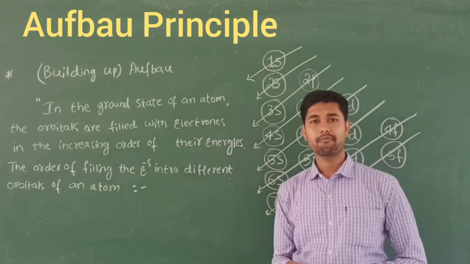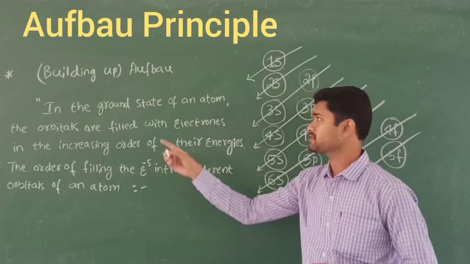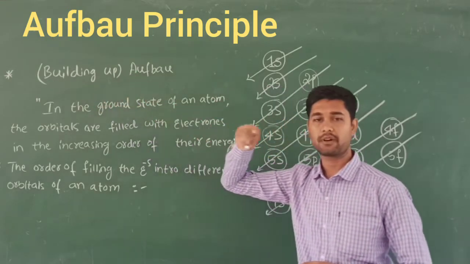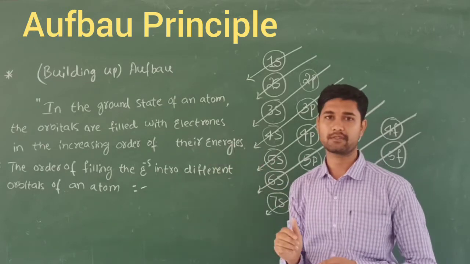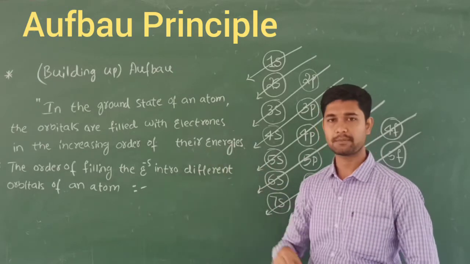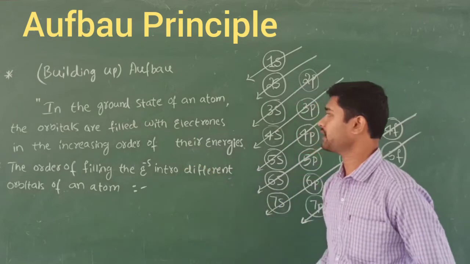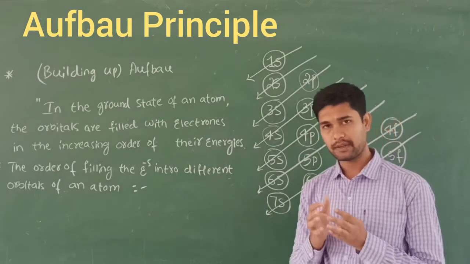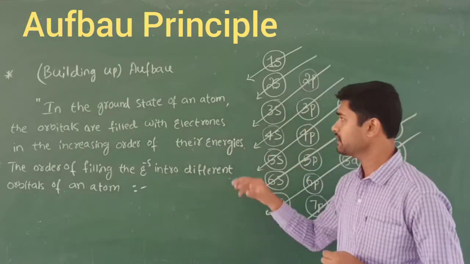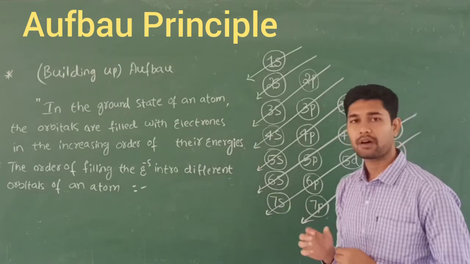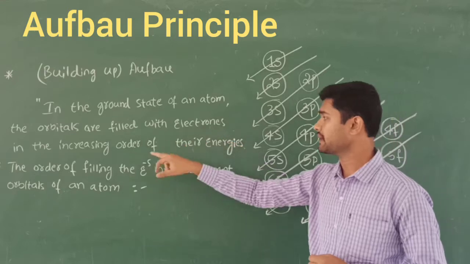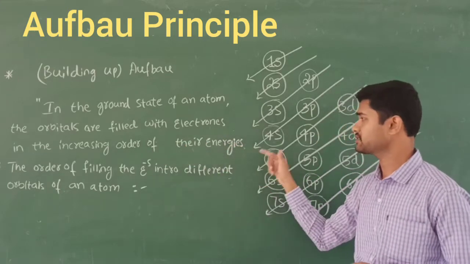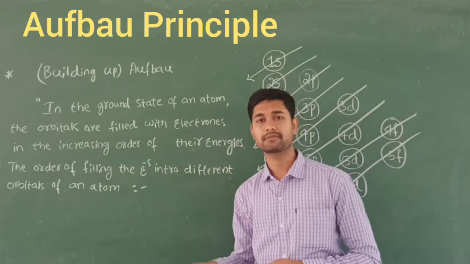The word Aufbau means building up in the German language, that is, how you are building up the electrons. So let us discuss the principle. In the ground state of an atom, how are the orbitals filled? The orbitals are filled with electrons in the increasing order of their energies.